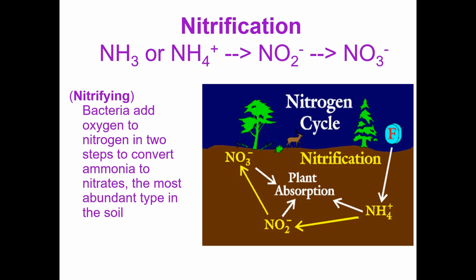Another process is nitrification. In nitrification, you have bacteria that add oxygen to nitrogen, so that ammonia is converted to nitrates. These bacteria are mostly abundant in the soil, so this happens in the soil. This process is known as nitrification, the conversion of ammonia to nitrate.